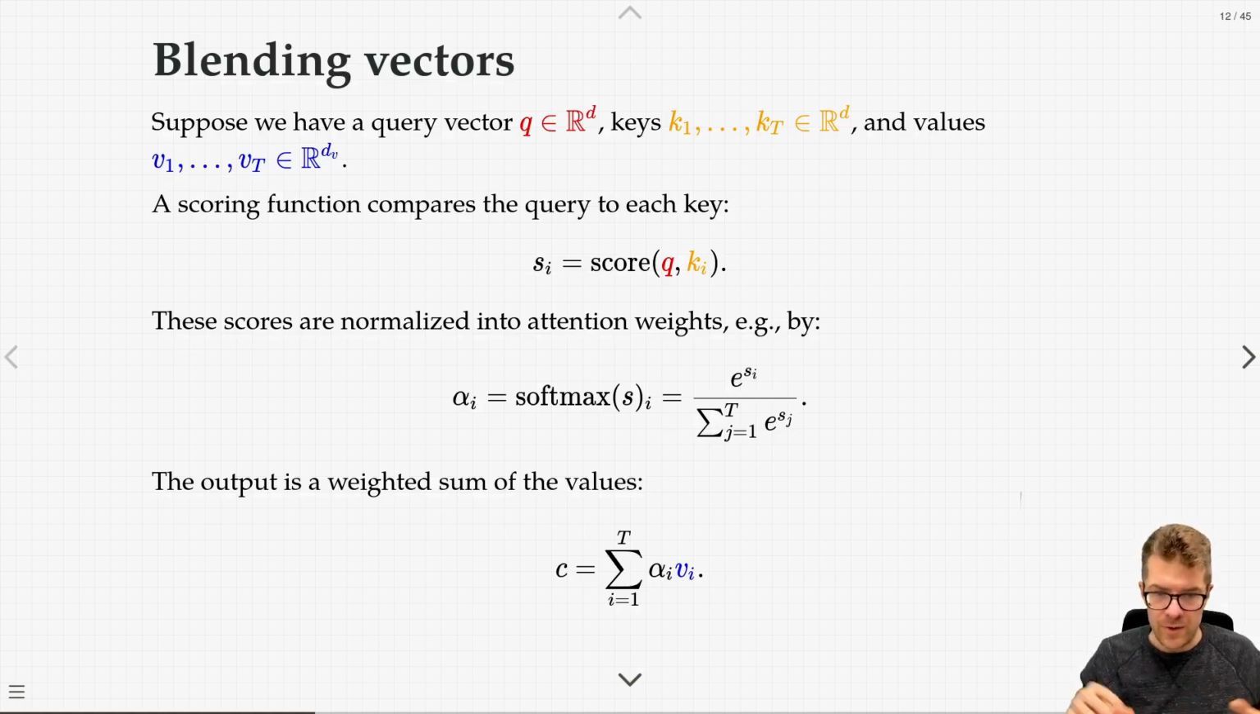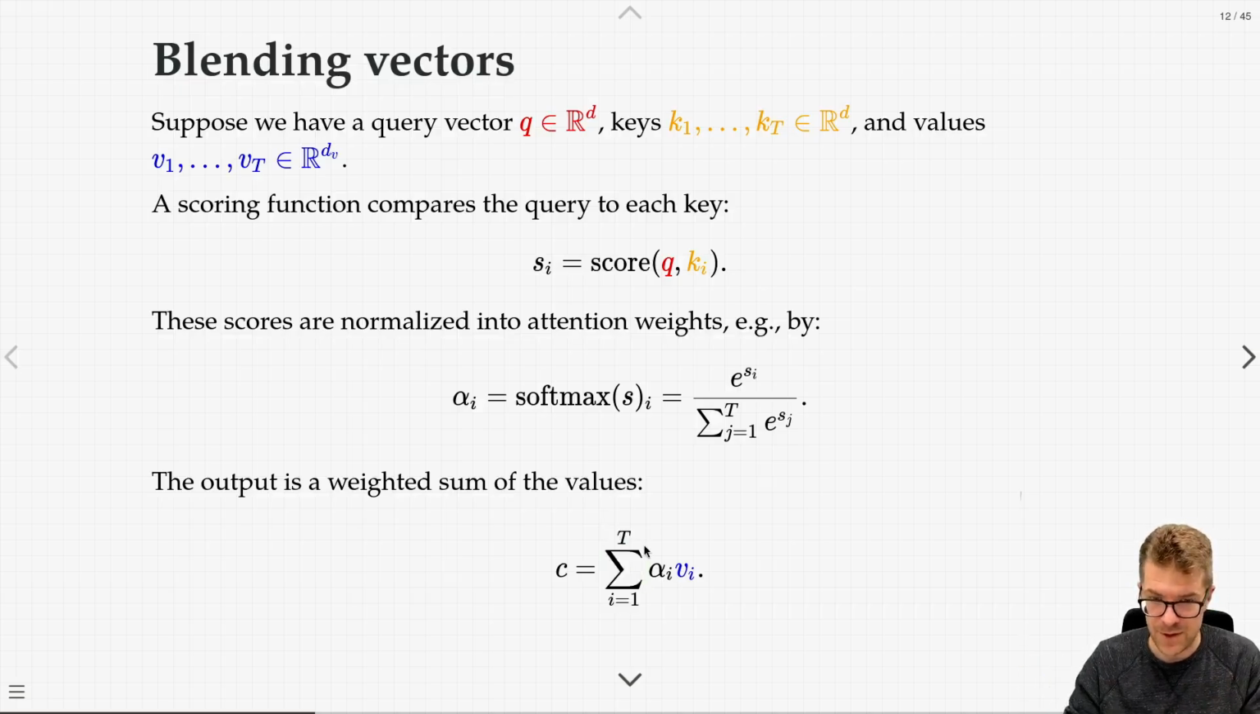Now we want to do the blending. We want to combine the information from each of these input representations. These input representations are the V's over here. So all we're doing is weighing each vector by the proportion alpha sub i, which we got from softmax. This is kind of like a probability, and we just sum all of that together over each of our T steps.